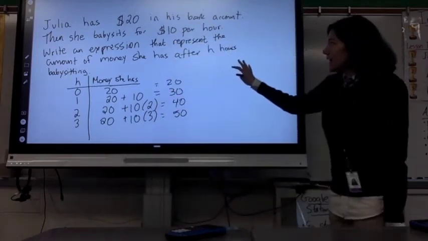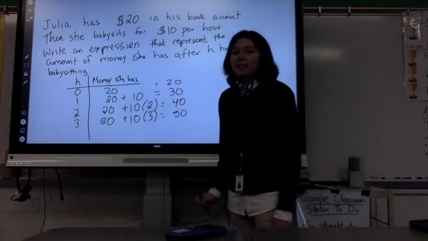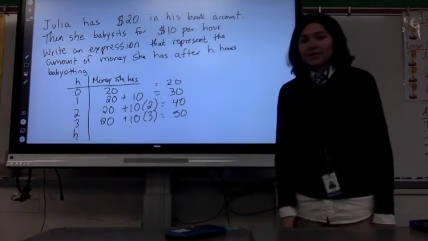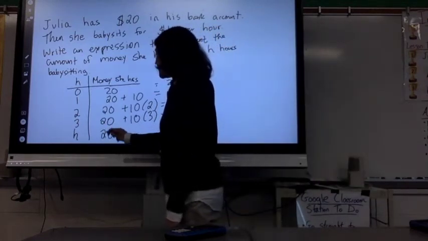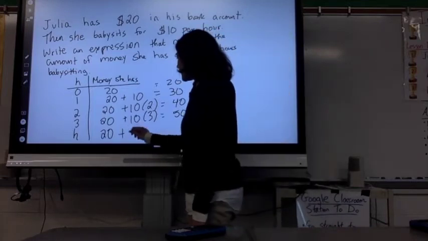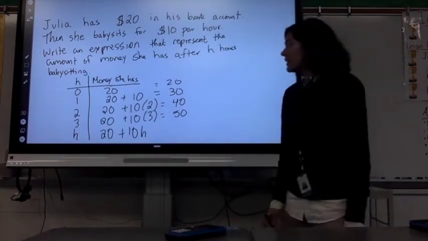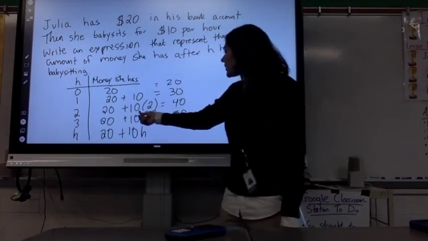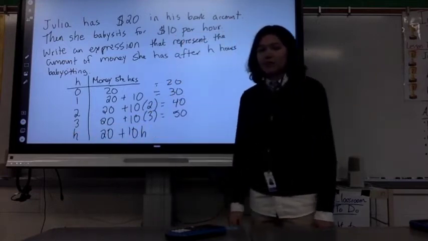But the question is asking us after H hours. The reason we do this is because we're looking for a pattern to understand what's going on. If Julia works H hours, some unknown number of hours, she definitely has her $20 that she starts with in her bank account no matter what. And then she's going to make $10 times that H, the number of hours she works. Just like when she worked for 2 hours, we multiply 10 by 2. When she worked for 3 hours, we multiply 10 by 3. When she works for H hours, we're going to multiply 10 times H.